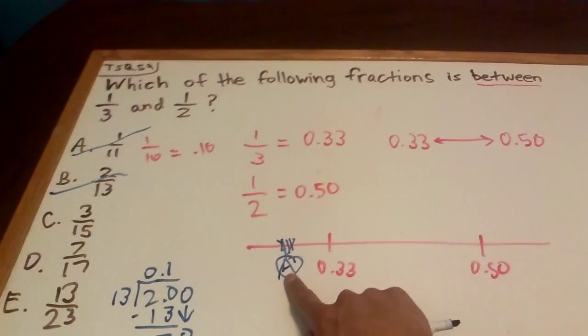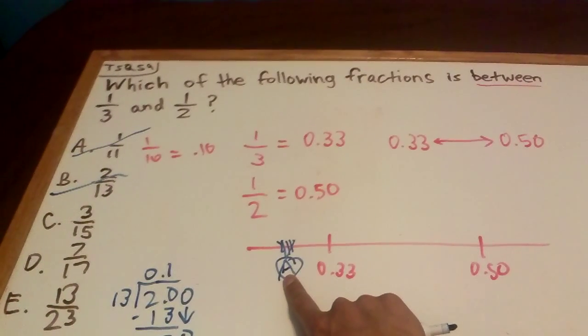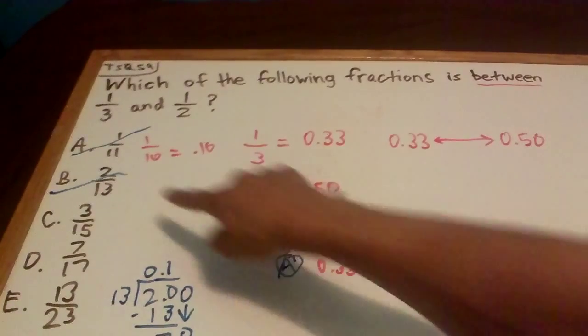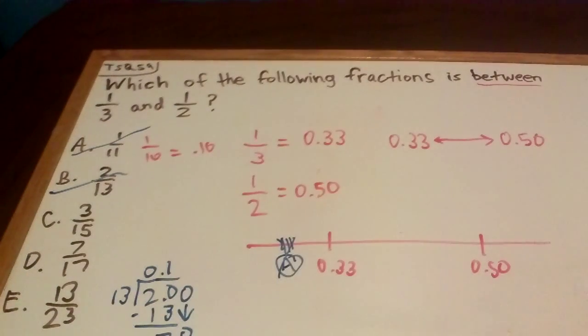Right? Because if it's 0.18, 0.17, it doesn't matter what it is. If it starts with 0.1, it's going to be smaller than 0.33. So already that's not included. So what do we do next? Let's move on to the next one.